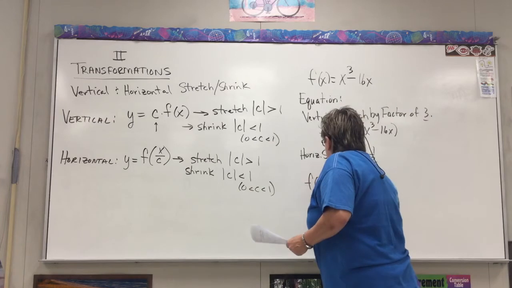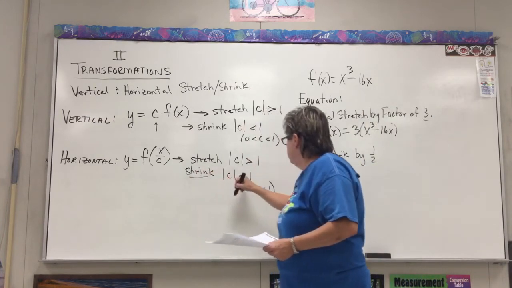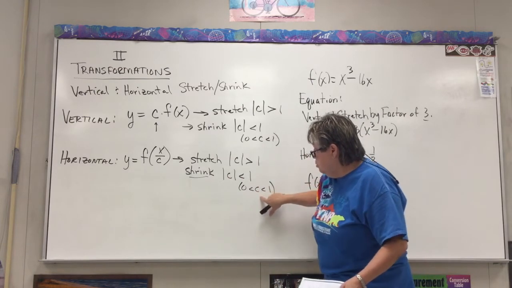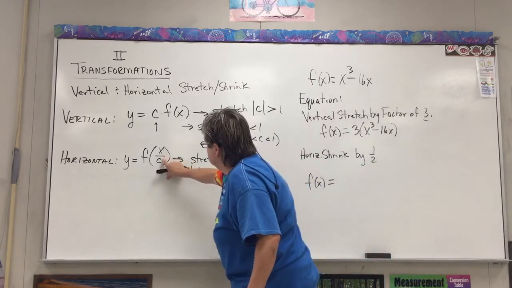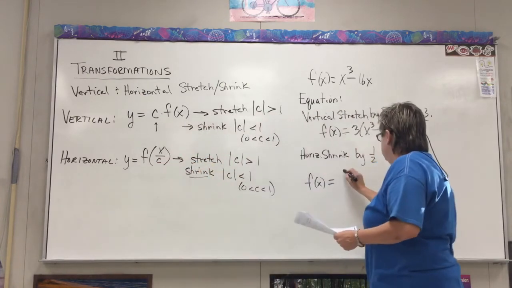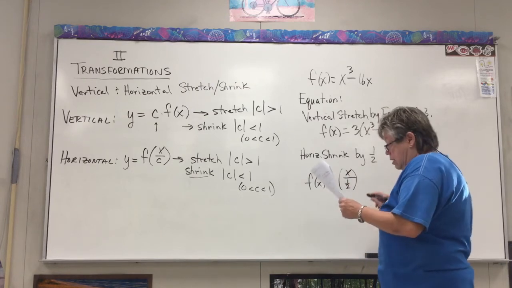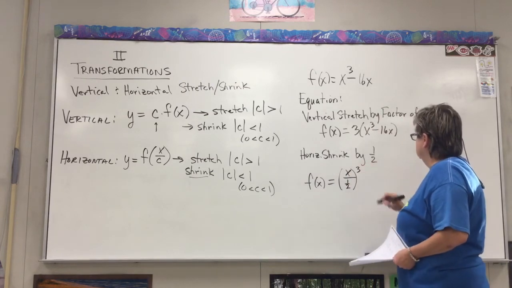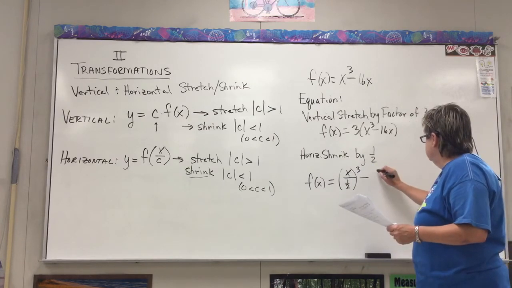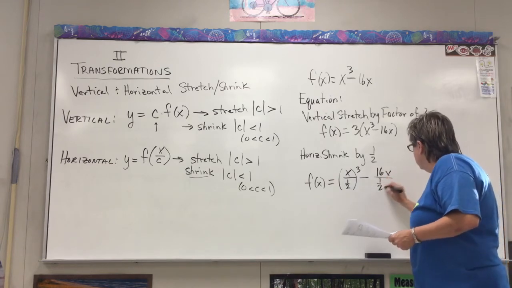All right, so we want a horizontal shrink because our factor here, half, is less than 1, between 0 and 1. To do that shrink, we need to put that c value underneath. So we want to put in x over a half, cubed, minus 16x over a half.